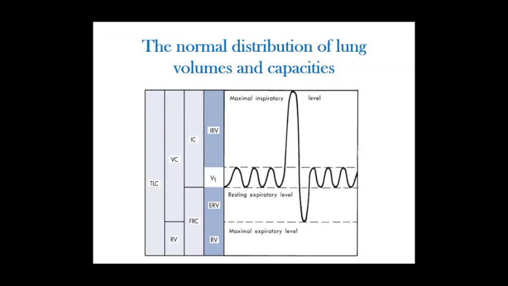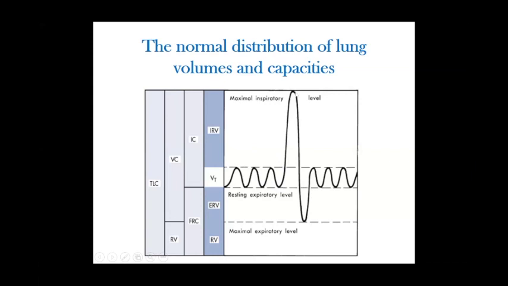We normally have four volumes and four capacities as a normal distribution of our lungs. The first volume is the tidal volume, which is the volume of air breathed in and out of our lungs during normal breathing. If we take a big breath in from the end inspiratory level until maximum inhalation, this we call the inspiratory reserve volume. And from here till here, it's the inspiratory capacity, which is the tidal volume plus the inspiratory reserve volume.